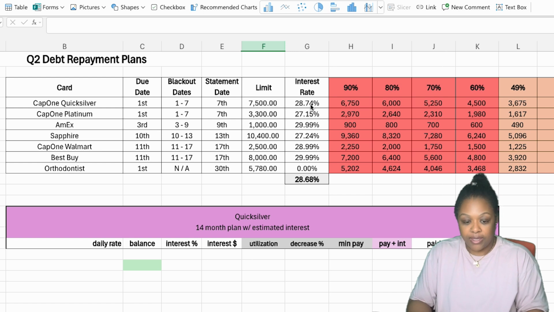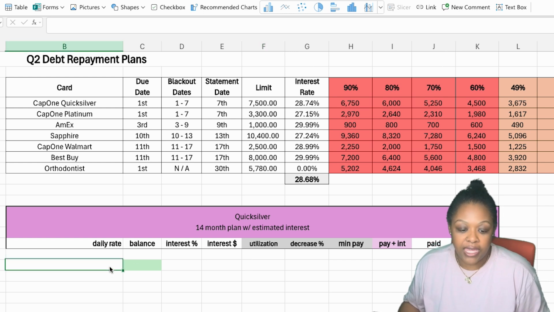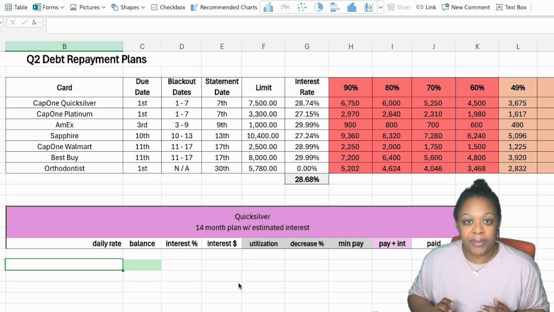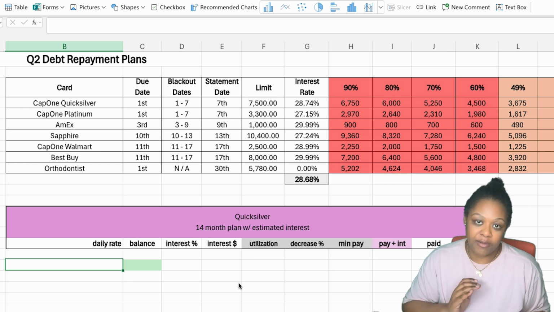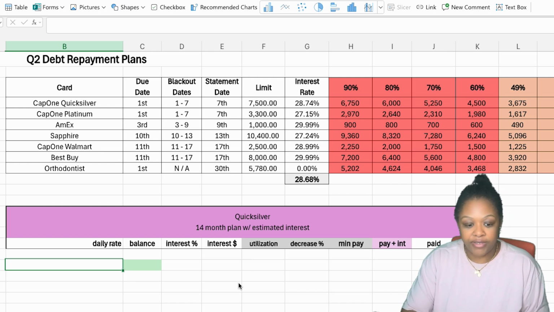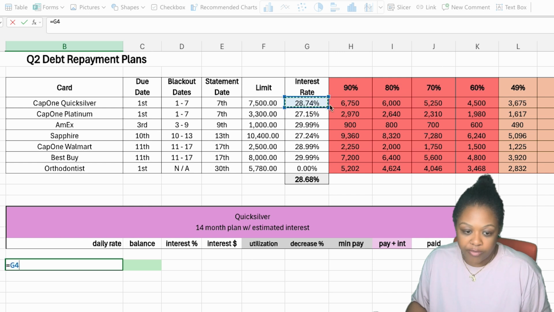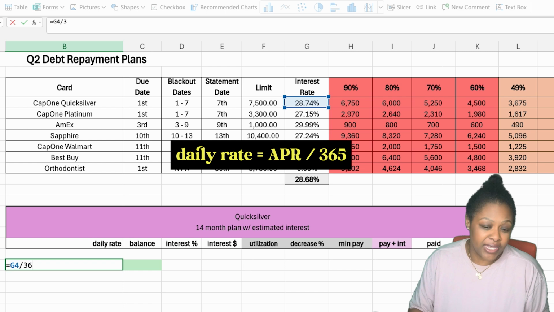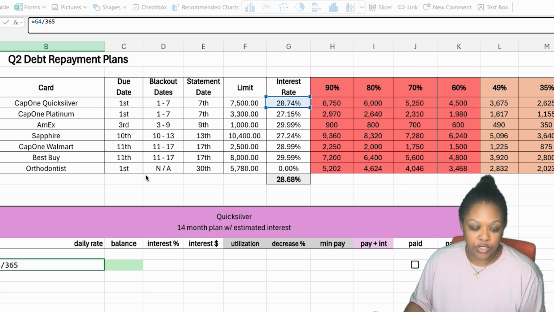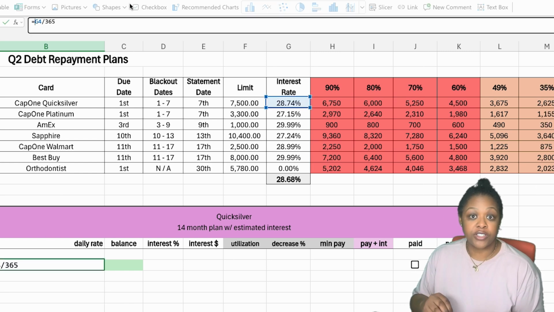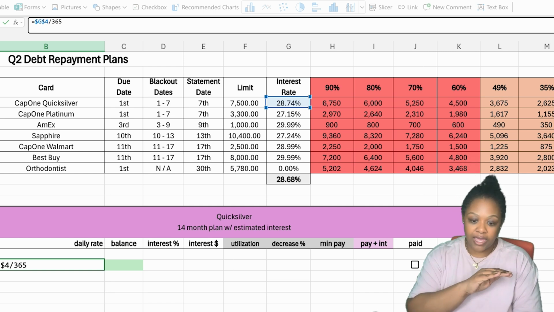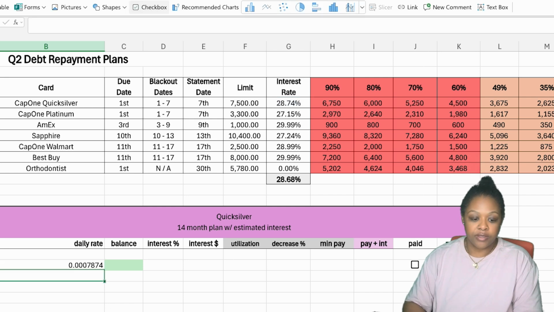Our daily rate is the amount of interest that accrues on a daily basis. So yes, 28.74 is my interest rate, but that's an annual rate. You want to break it down by day. So there are 365 days in a year. We're starting off strong here. So we're going to do our interest rate divided by 365. We are also going to anchor this first cell reference, and I don't want that cell to move. I want it to always reference that because we're only focusing on Quicksilver. So then I'm going to hit enter.